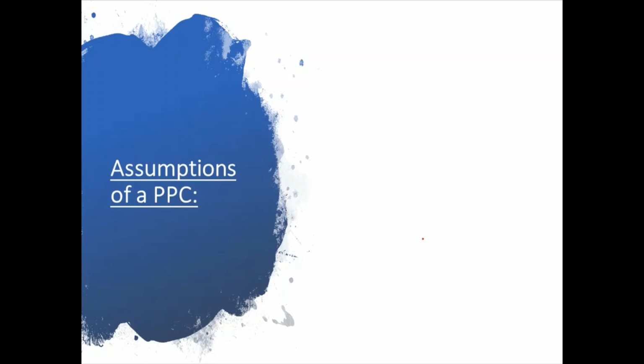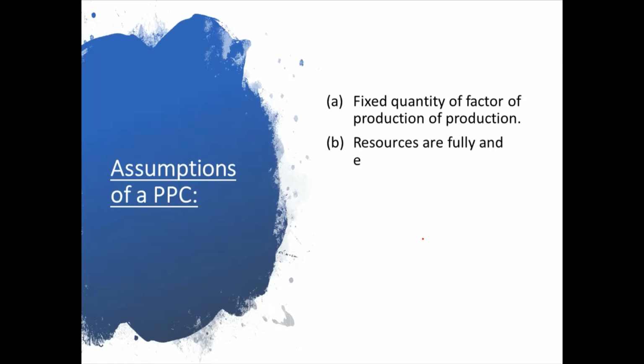Next we'll see what are the assumptions of a production possibility curve. First is fixed quantity of factors of production. One assumption that the production possibility curve makes is that the quantity of factors of production going into producing a particular good is fixed. We cannot change it, we cannot increase it, we cannot decrease it. We are given that factor in a fixed quantity and we have to produce using that fixed quantity only.